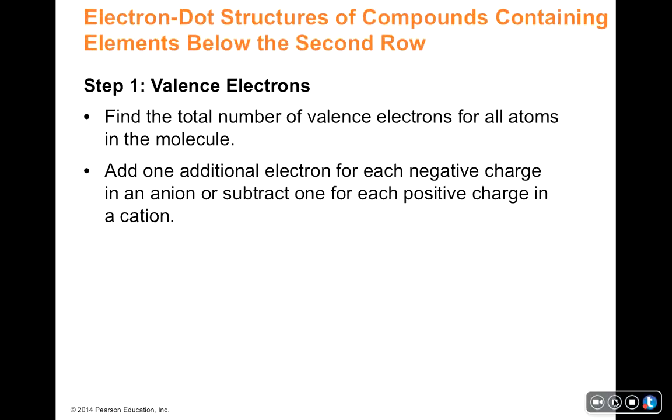So the first step is to find the total number of valence electrons for all the atoms in the molecule. So take each atom, including the number of each type of those atoms, and then compute the total number of valence electrons.